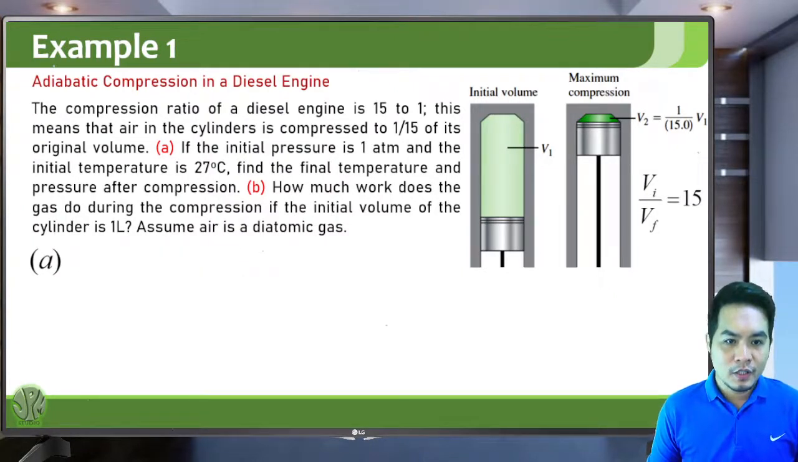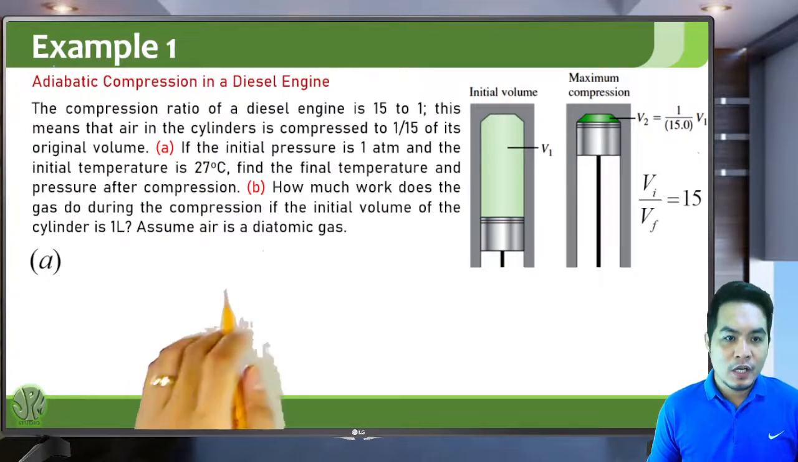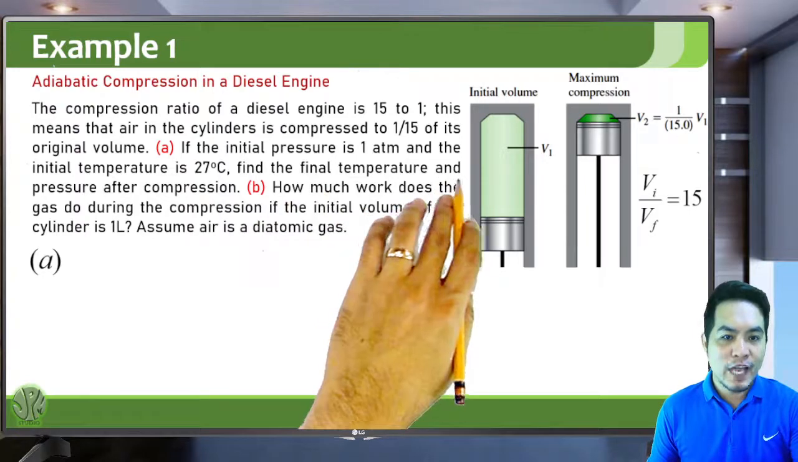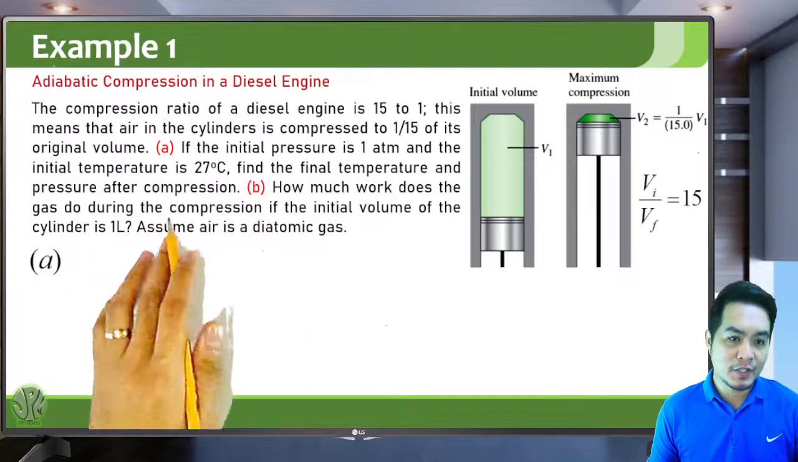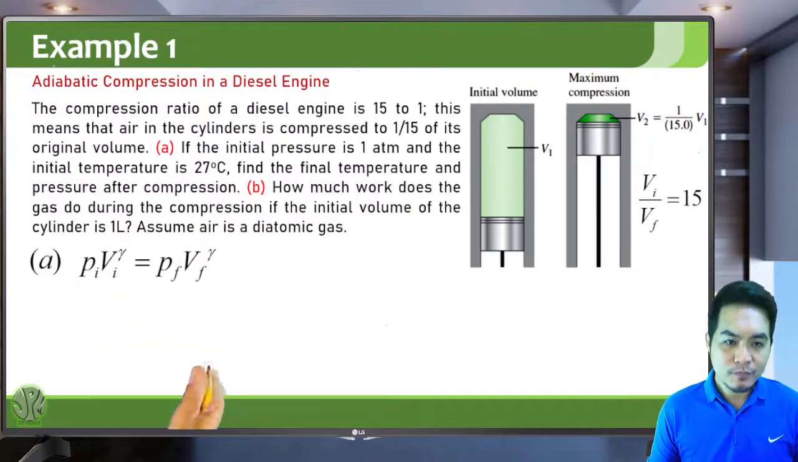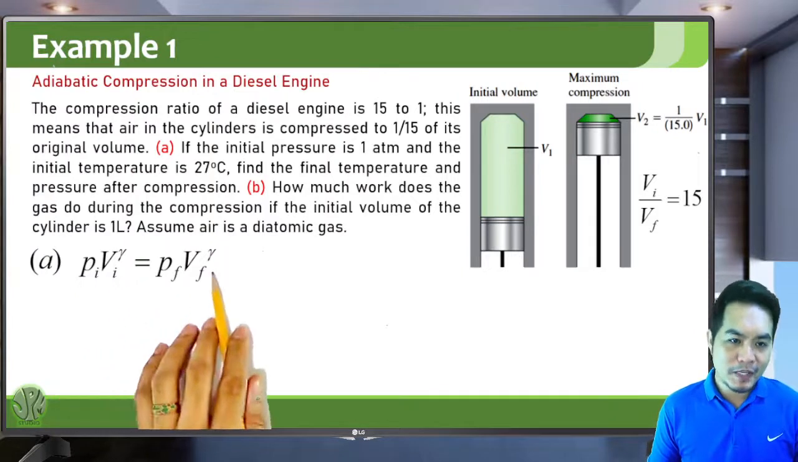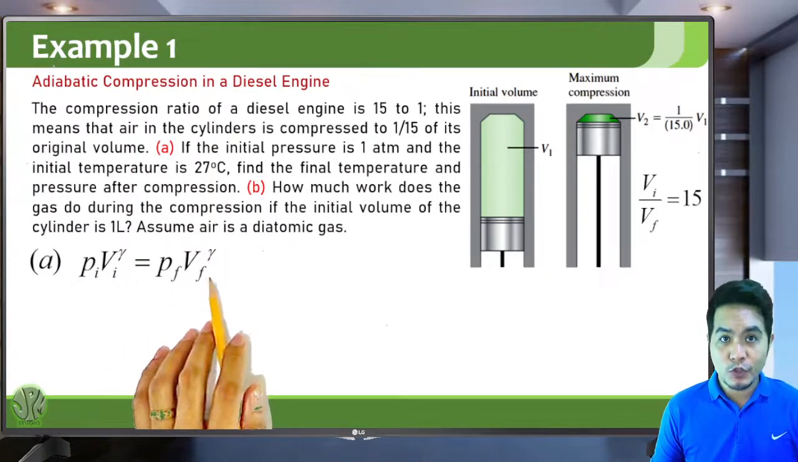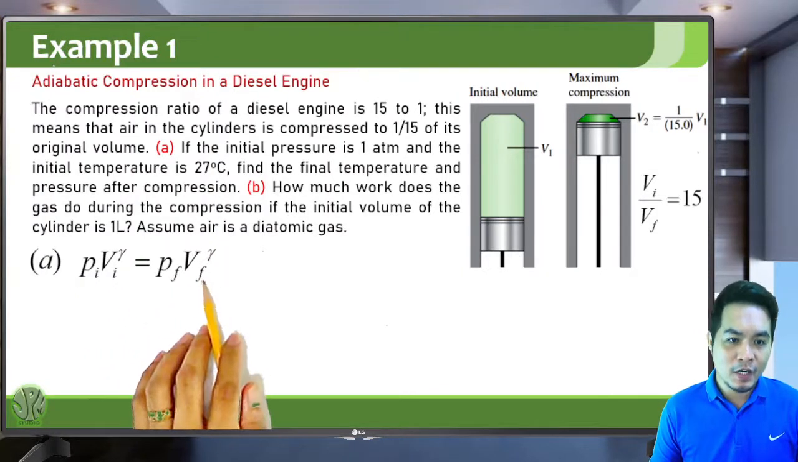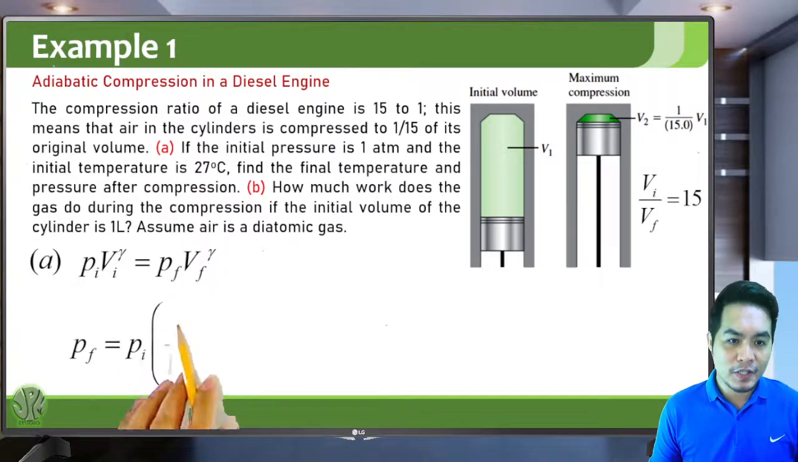Okay, so we now know the temperature. So we are asked for the final temperature and pressure after the compression. So let's now solve for the pressure. We use this relationship again between the pressure and volume during an adiabatic process. So solve for the final pressure.